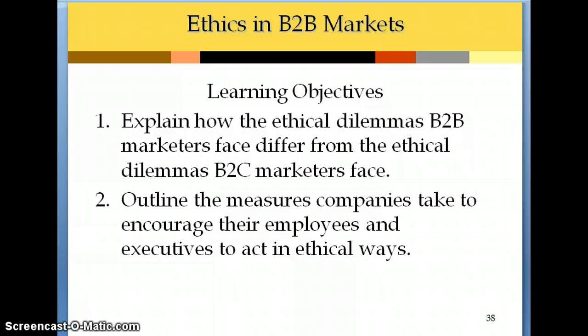Next, we're going to look at how to resolve ethical dilemmas. B2B markets often involve offering customers free dinners, golf games, and so forth, although such practices are illegal in some countries, such as the United States. The top 5 countries notorious for bribery include Russia, China, Mexico, India, and Italy.